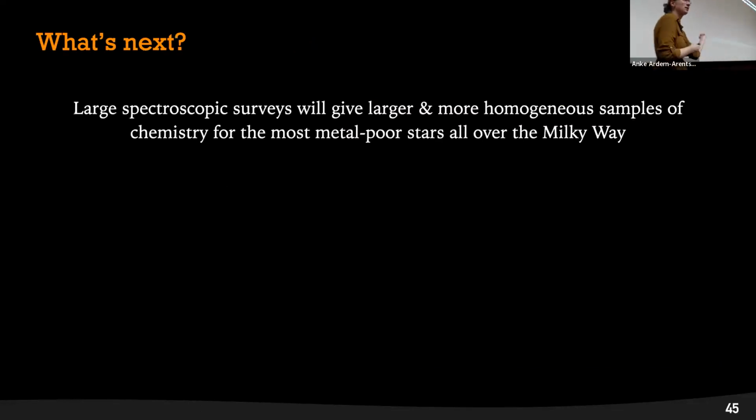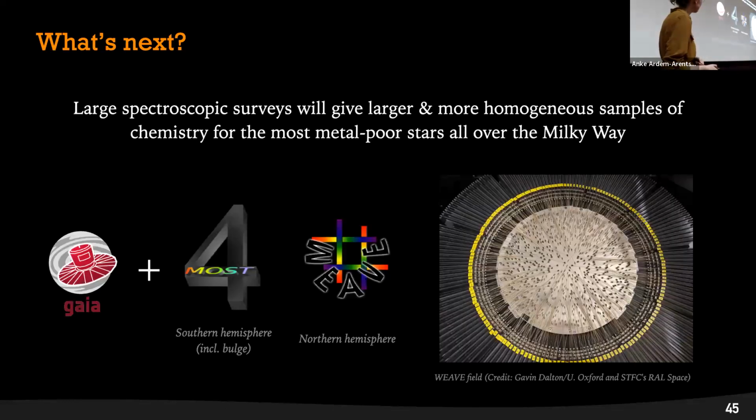So then what is next? We have lots of photometry, we have lots of dynamics, but we want a large sample of homogeneous chemical abundances for these stars in the inner galaxy. And this is going to happen over the next few years. There's a few big surveys that are starting. So we have Gaia already, which is giving us the distances and the space motions. So these surveys are going to give us thousands, hundreds of thousands, millions of spectra of stars all over the sky, including the center of the Milky Way.